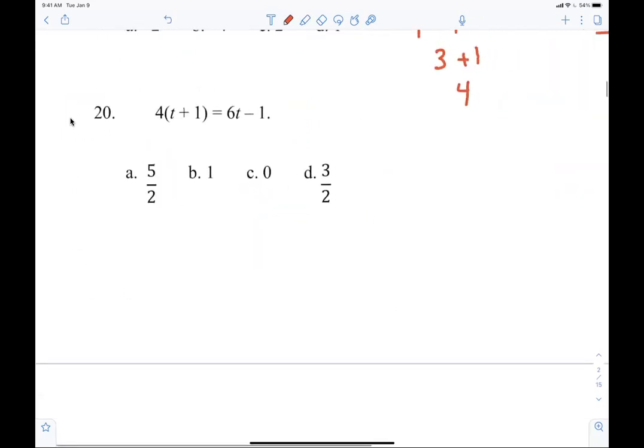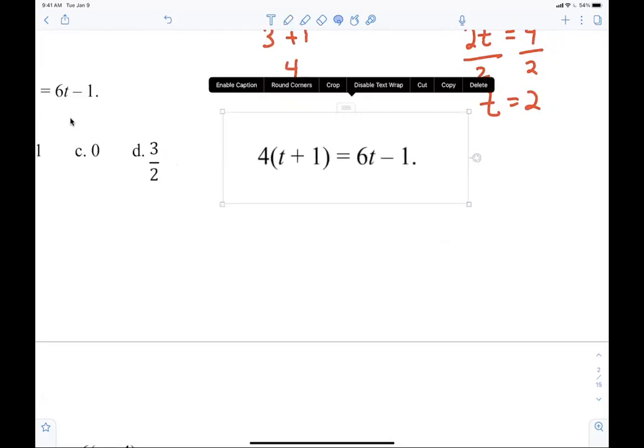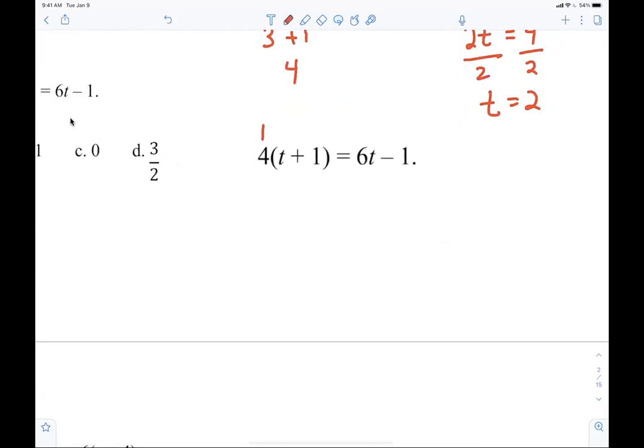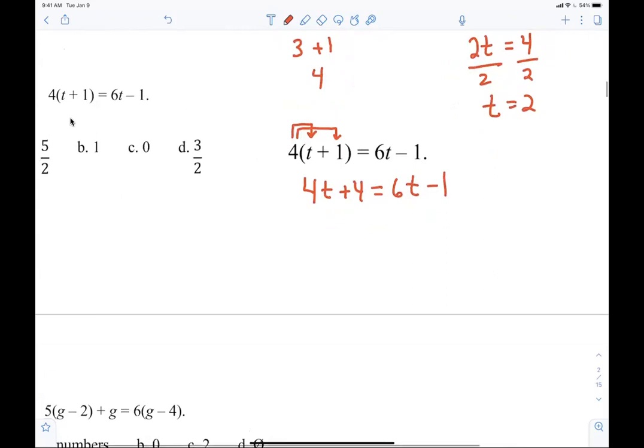All right, let's take a look at number 20. So what's the first step in number 20? Yes, thank you for saying that. Distribute the 4. 4t plus 4 equals 6t minus 1. Now what? Yes. So we can subtract 6t and subtract 4.